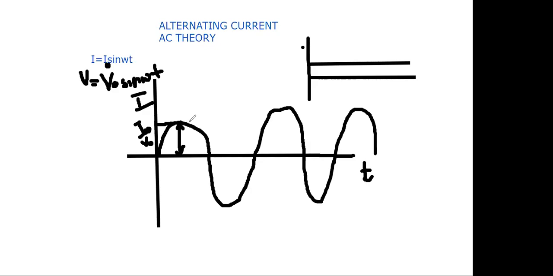So the current at the peak is what we call the peak current, which is denoted by I naught, and given by I naught sine omega t. And I am saying that omega t is the angular velocity.